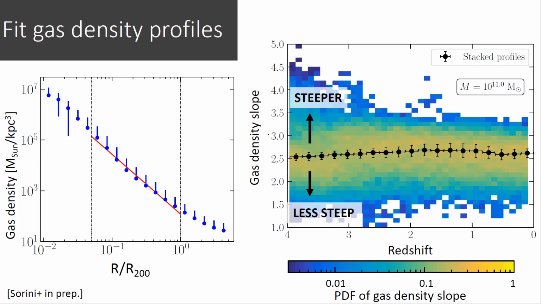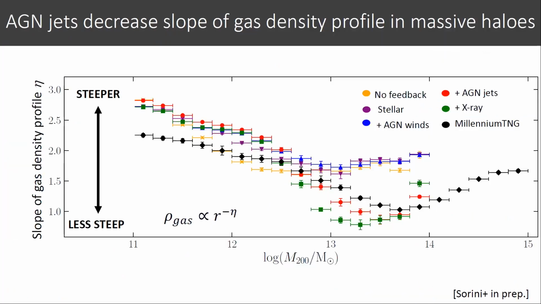So then I asked myself, well, how would the slope change as a function of the halo mass for all the feedback runs that I considered? And here's what I got. So basically, on the y-axis, we've got the slope of the gas density profile that I showed earlier. On the x-axis, the mass. So if you're up here, there is a steeper profile. Here it's less steep. And each color refers to a different simulation. And then I also repeated a similar analysis for the Millennium TNG, just for the sake of comparison.